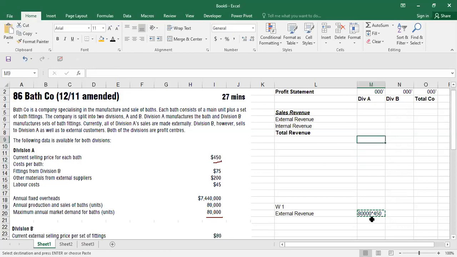I put it here, external revenue, and I put it like this. And by the way, you should be dividing it by 1000 so that you get the numbers, because we put 3 zeros on the top. So we can just show it with 3 zeros. And they do not have any internal revenue. Their internal revenue is 0. So I can say that division A total revenue is 36,000.